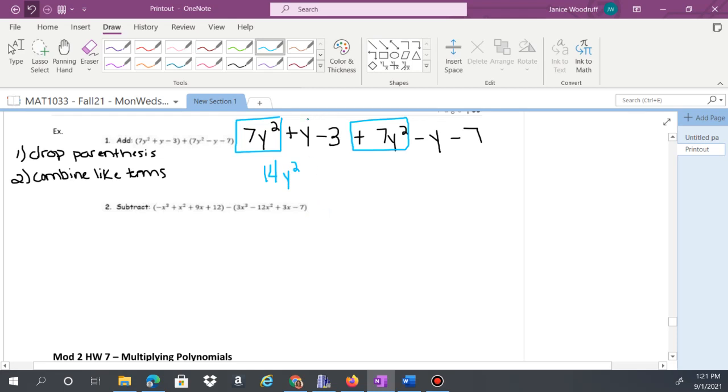And then my y's, let's say I'll circle those. So there I have a plus y minus y, which is just 1. But what happens there? Yeah, they cancel out because 1 minus 1 is 0. And then I'm just left with negative 3 minus 7, which is negative 10. And then I'm done there because I cannot do 14y squared minus 10 because they're not like terms.